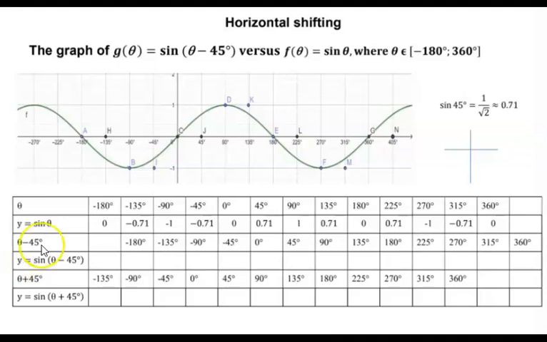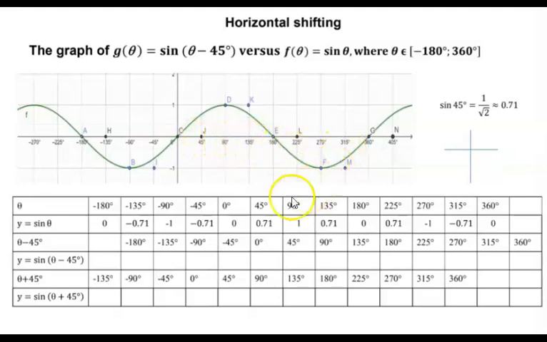In order for you to understand horizontal shifting better, I have an example here of sine theta minus 45 degrees versus the regular or mother graph, y equals sine theta, which is the green one here. Because I'm subtracting 45 degrees, I've calibrated my horizontal axis to include the values of 45. So the scale here is each 45 degrees.